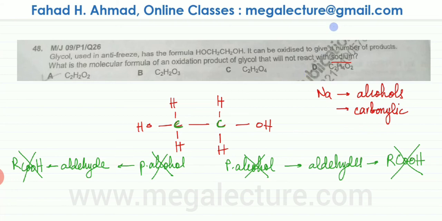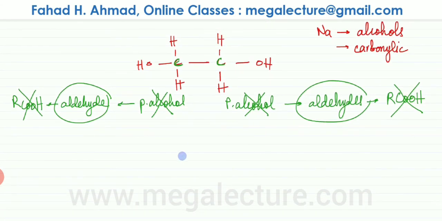So the only option is I want them to change into aldehydes so that sodium does not react, because that is what they were looking for. They were looking for the molecular formula of an oxidation product of glycol that will not react with sodium. So the only option that you're left with is that this alcohol changes into an aldehyde and this alcohol also changes into an aldehyde. And this is what I'm going to do over here. So I have two carbon atoms. What is an aldehyde? The OH changes into double bond O. And over here as well, the OH changes into double bond O and H. So it ends up forming an aldehyde on both sides.